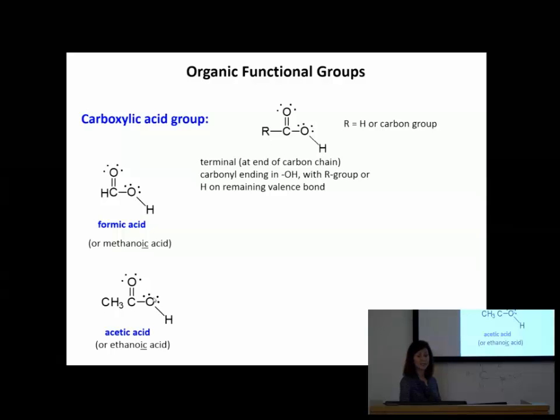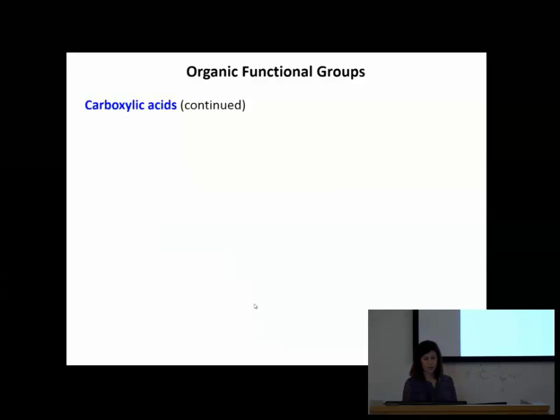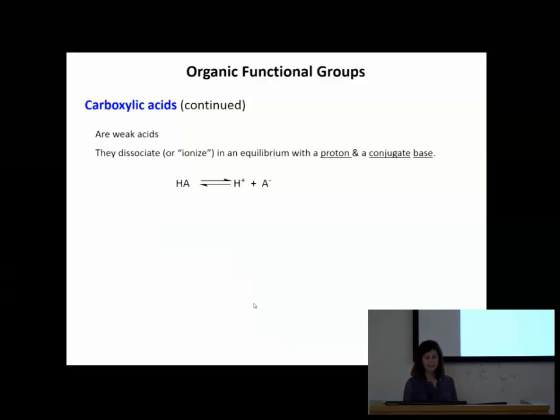We can reduce it to aldehydes, and we can condense it with alcohols. We'll talk about this later to form esters. All right, so they're weak acids. Remember this? HA stands for a generic weak acid. The hydrogen is the one that's going to be donated, and the A is the rest of the molecule. So think of our carboxylic acid.